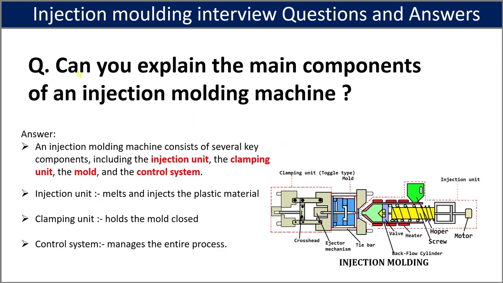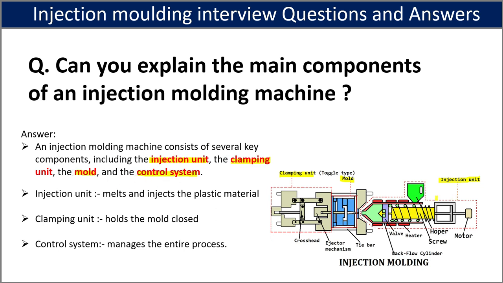The next question we have is, can you explain the main components of an injection molding machine? In the diagram here you can see that the injection molding machine is divided into four sections. One is the injection unit section, another is the mold section, next is the clamping section, and another is the control section. So there are four main sections: injection unit, clamping unit, mold unit, and control system.